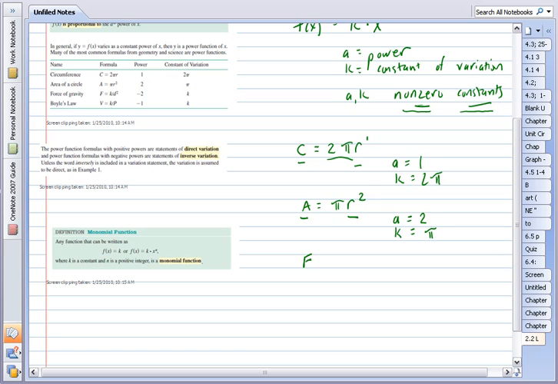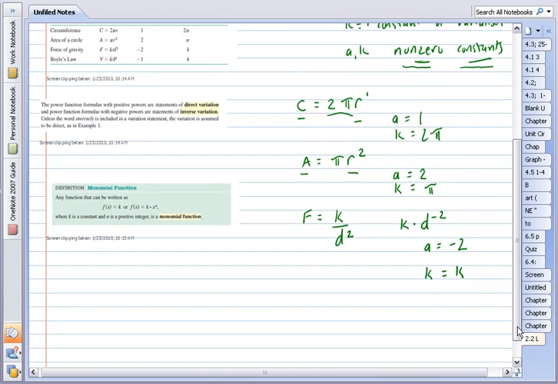Another important power function that we are probably familiar with is the force of gravity function. F equals k over d squared, which we could rewrite as k times d to the negative 2. In this particular case, we have a power function, and the power is negative 2 because the value of a is negative 2. K in this particular function is not defined. We will just redefine it as k.